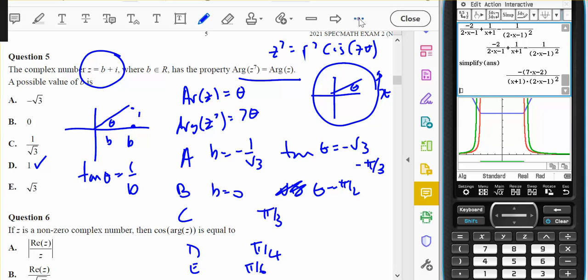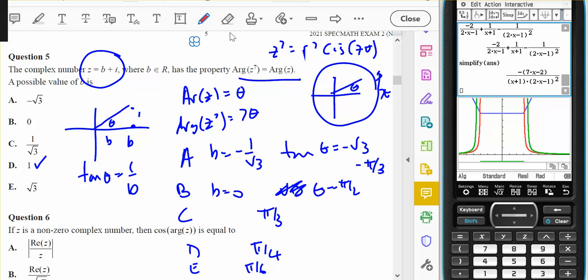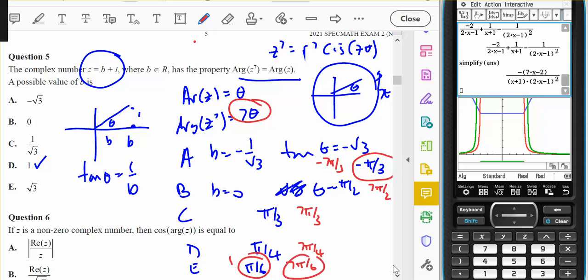If I consider 7 theta, then minus pi on 3 is minus 7 pi on 3. 7 pi on 2, 7 pi on 3, 7 pi on 4, 7 pi on 6. That's in quadrant 1, that's in quadrant 3, so it's not E. That's in quadrant 1, that's in quadrant 4, so it's not there.